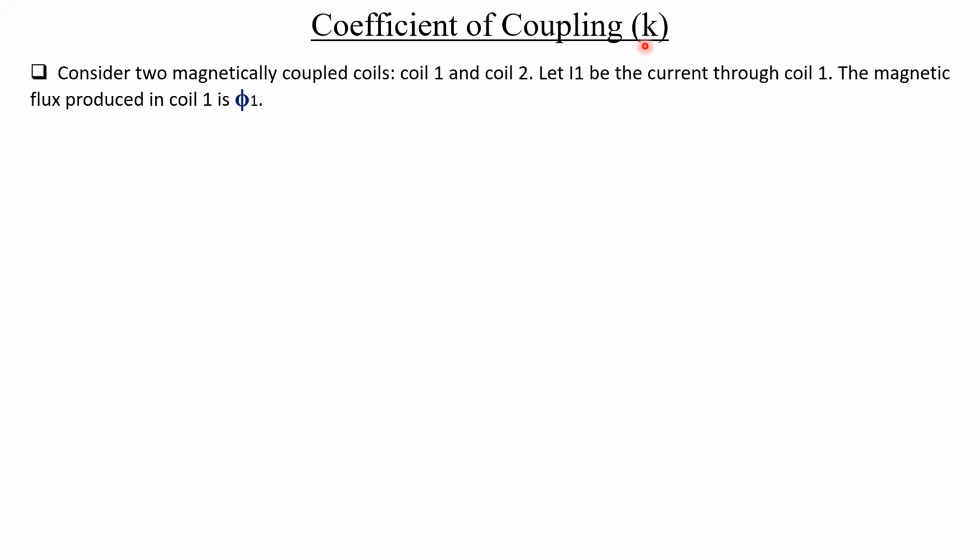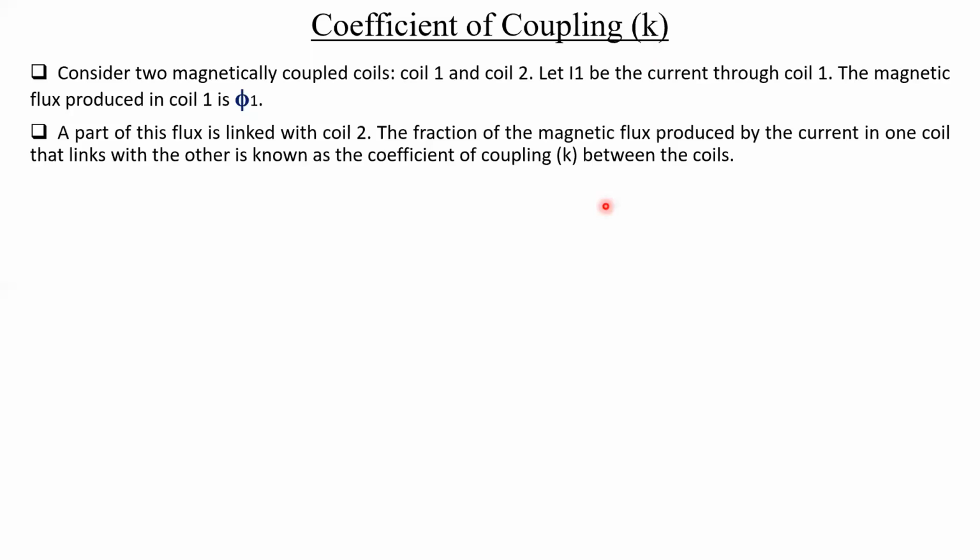Yes, sir. So now let us derive another thing called coefficient of coupling. This is important for solving problems, and the idea is very simple. Consider two magnetically coupled coils, coil 1 and coil 2. Let I1 be the current through coil 1. The magnetic flux produced in coil 1 is phi1. So this is something which should be there in your mind very clearly: when there is current, there is flux. When there is current in coil 1, there is a flux in coil 1 given by phi1.